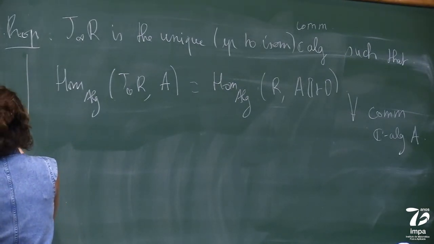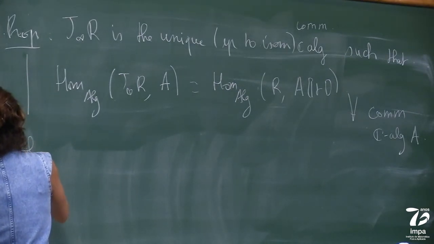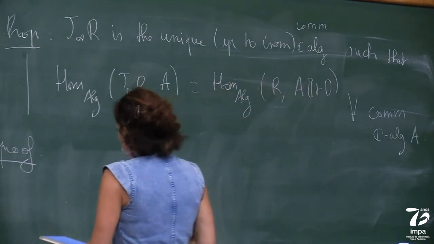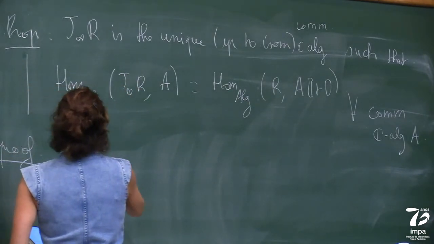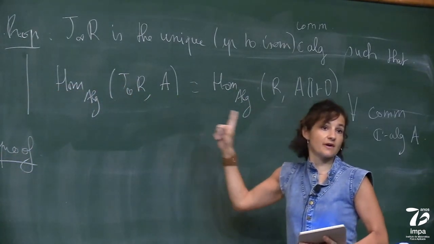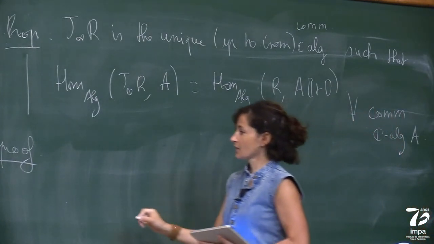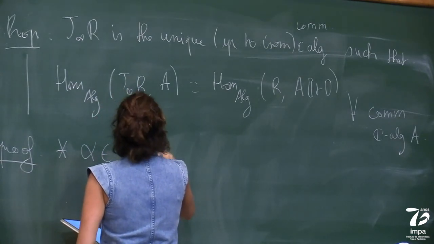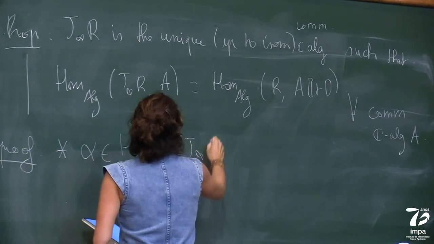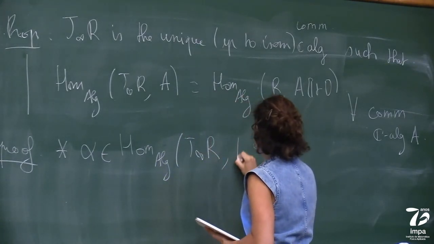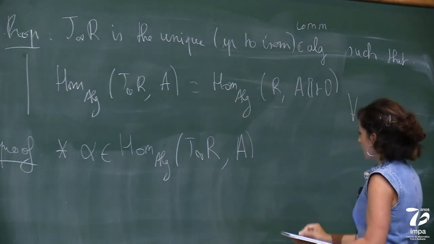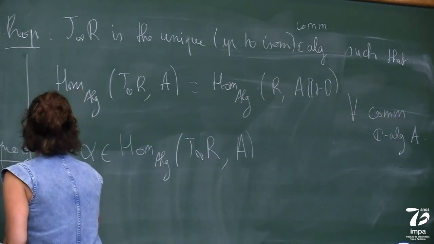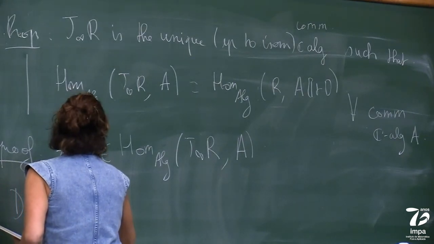Okay, so let's explain this. And then, of course, you have the expected statement. So let's start with an element here and define an element here. So let alpha be a morphism of algebra between the jet algebra of R to A. And then I want to define, let's say, phi of alpha here.